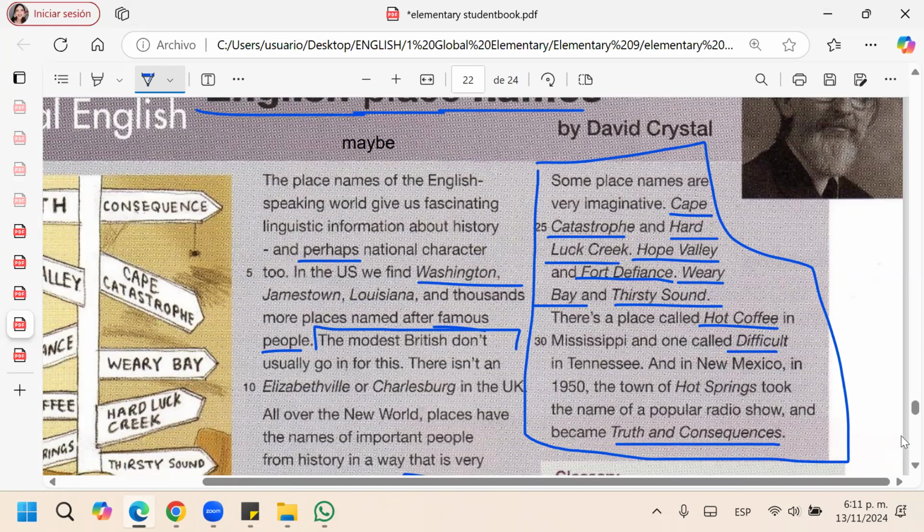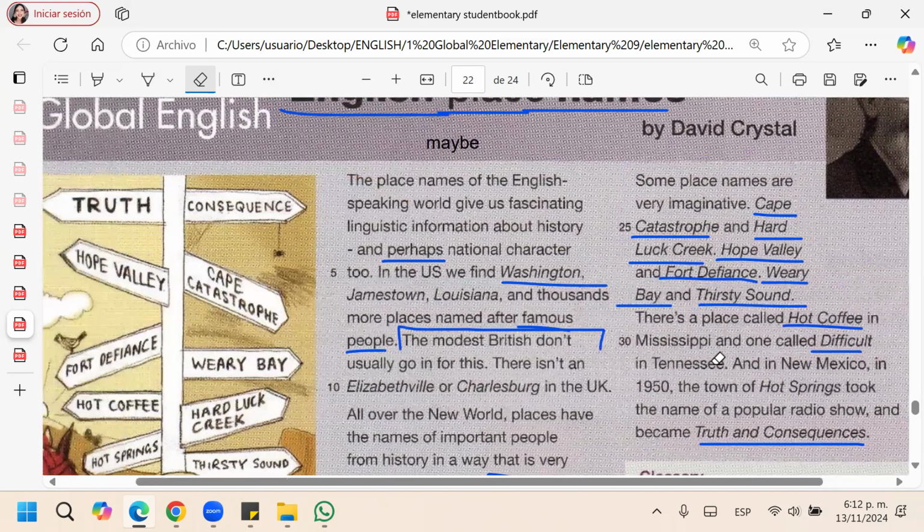Hay muchos nombres bastante peculiares como Cape Catastrophe, Truth or Consequences. There is a place that is called Hot Coffee. Hard Luck Creek, Thirsty Sound. There are places that have weird names like this.